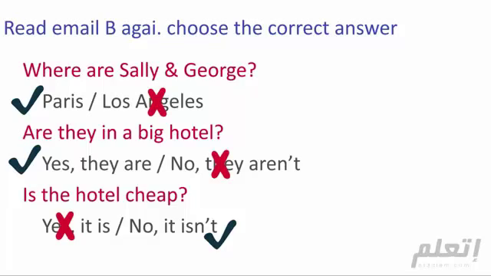Let's check. Where are Sally and George? Los Angeles. Are they in a big hotel? No, they aren't. They are in a small hotel. Is the hotel cheap? No, it is not. It is expensive. Now, that is fantastic. So verb to be in the plural form are, in the negative form are not, aren't. Are is positive, aren't is negative.